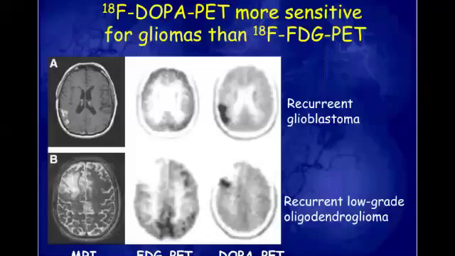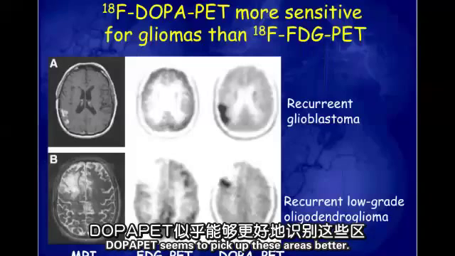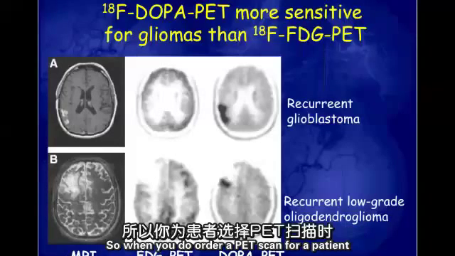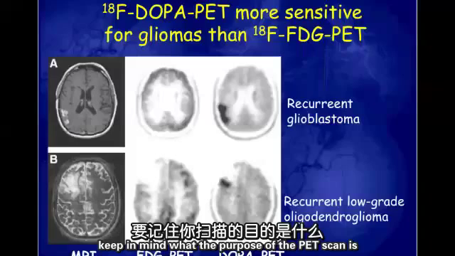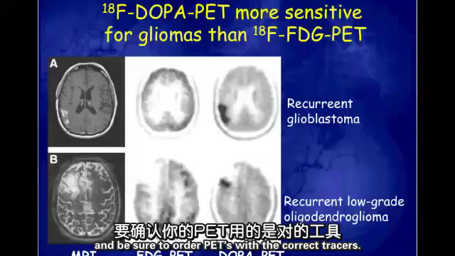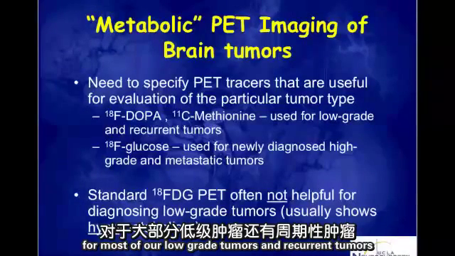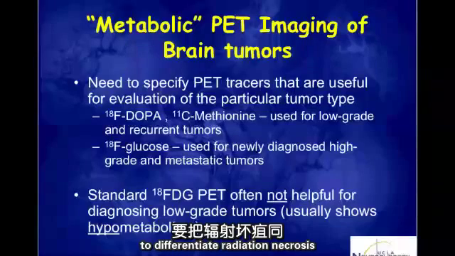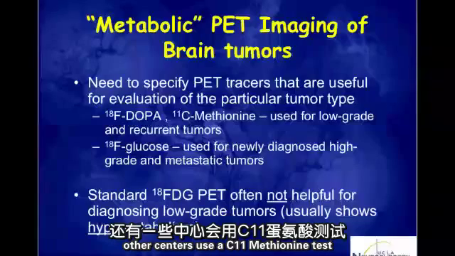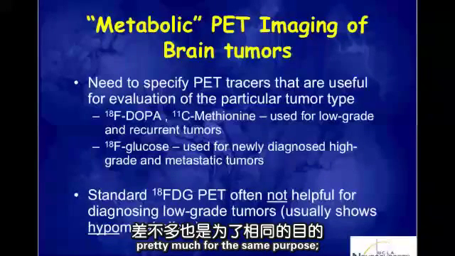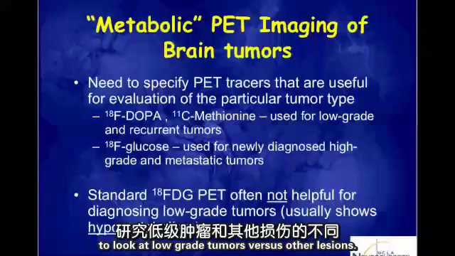Again, this is for low-grade gliomas, as I mentioned, DOPA PET seems to pick up these areas better. So when you order a PET scan for patients, keep in mind what the purpose of the PET scan is, and be sure to order PETs with the correct tracers. Like I mentioned, for most of our low-grade tumors and recurrent tumors, to differentiate radiation necrosis from active tumor, we order DOPA PETs. Other centers use C11 methionine PETs, pretty much for the same purpose, to look at low-grade tumors versus high-grade, and low-grade tumors versus other lesions.